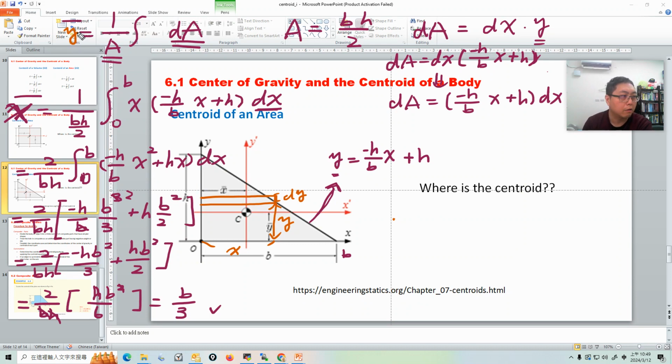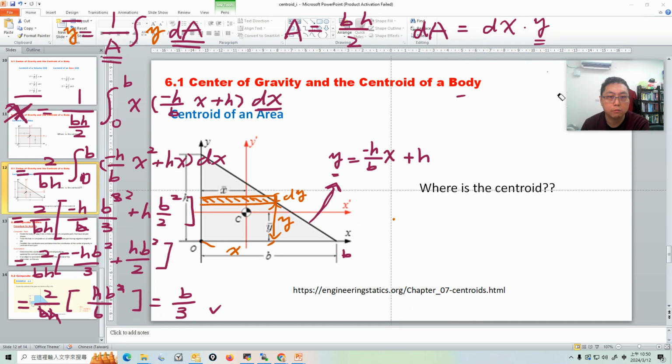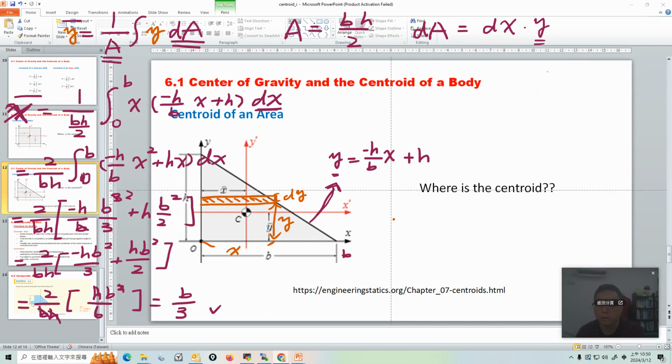What's the y bar? Y bar is the integral of y dA over A, same thing. So what about dA? dA is dy times the x, because right now our slice is here. So dy is here and x, so that dA is x times dy. We don't change much, that's very good. So it's x times dy.